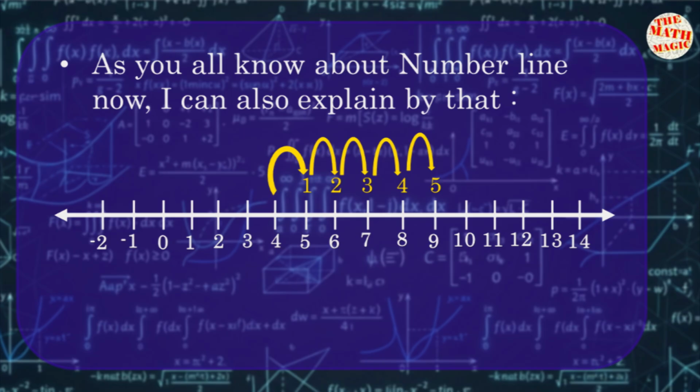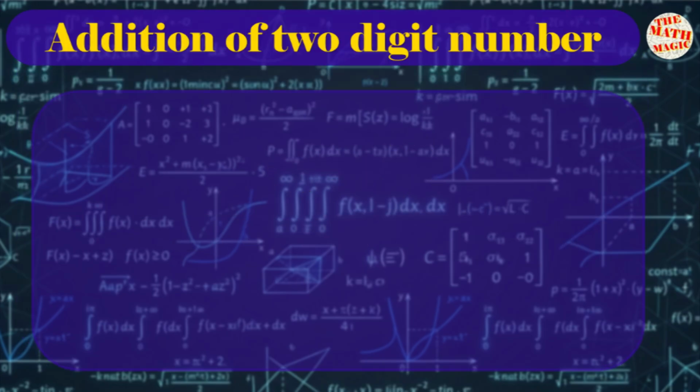We can apply this method to any numbers, but it does not make sense for large numbers. We can't draw a number line representing large numbers on a single page. I have shown you this method just to give you an idea that this is another way of doing addition, and it is a very logical way. For large number addition, we use another method.